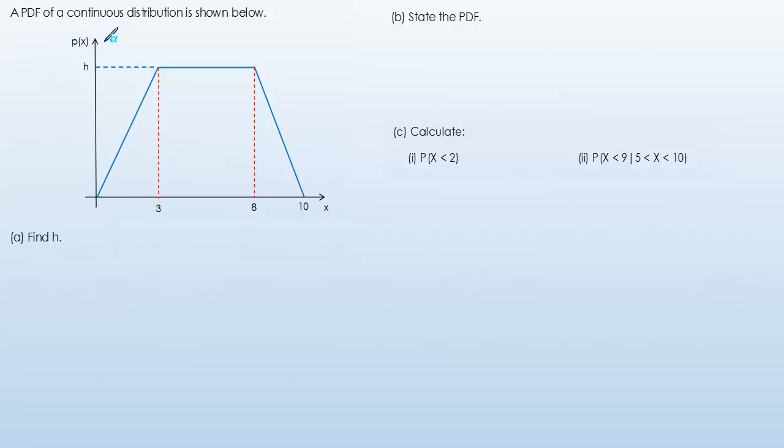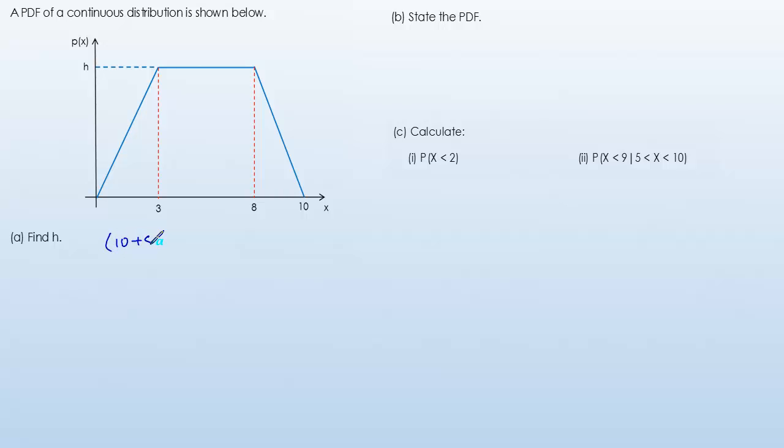A PDF of a continuous distribution is shown below. We want to find the value of h. Now remember, this whole area has to be 1, and we can see this is a trapezium. I can see the top here is 5 units wide, and the bottom is 10, so the parallel sides are 10 and 5.